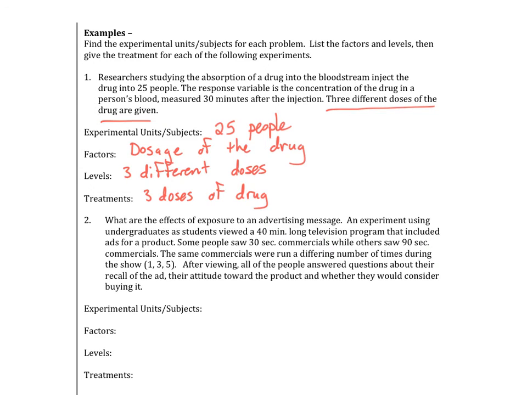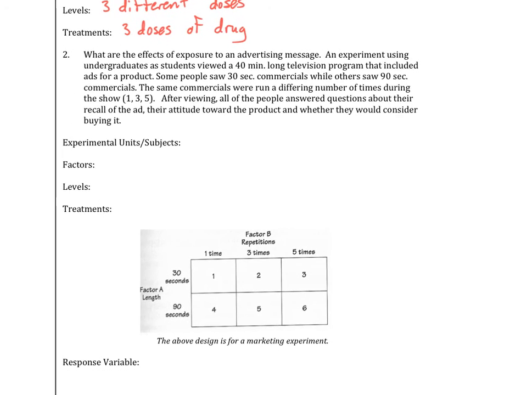Number 2 is a little bit different. It kind of helps you understand a little better. What are the effects of exposure to an advertising message? An experiment using undergraduates as students viewed a 40-minute long television program that included ads for a product. Some people saw 30-second commercials while others saw a 90-second commercial. The same commercials were run a different number of times. So some were ran 1 time, 3 times, or 5 times. After viewing all of the people answered questions about the recall of the ad, their attitude toward the product, and whether they consider buying it.